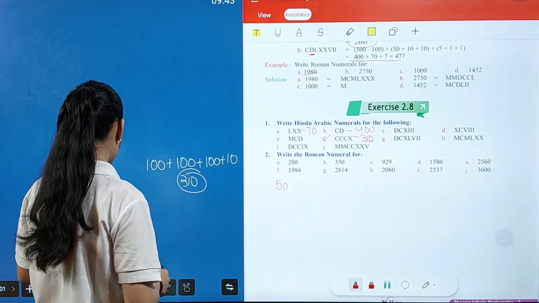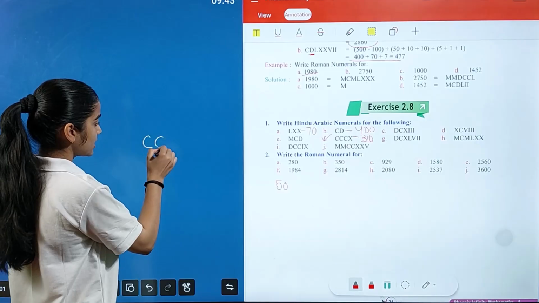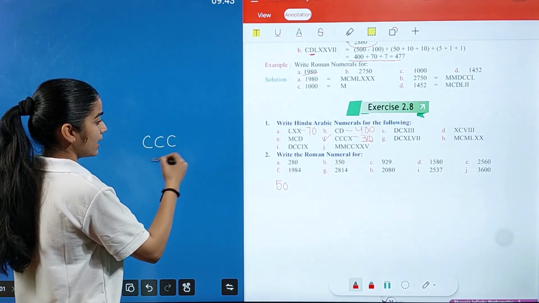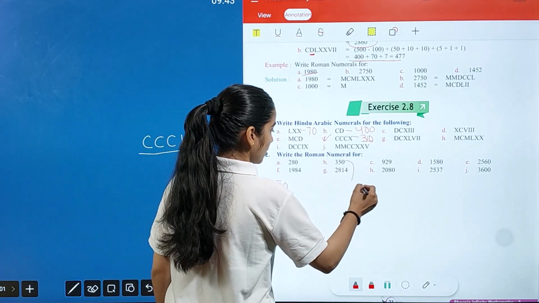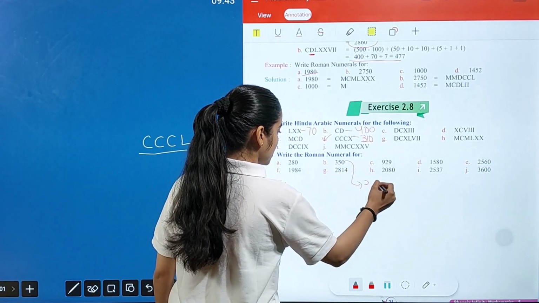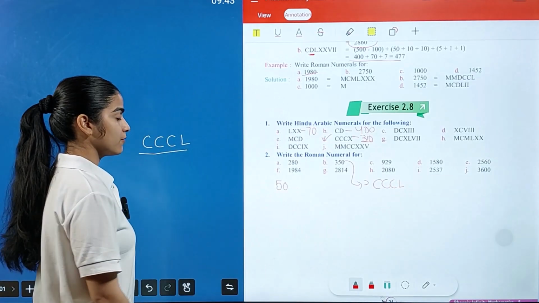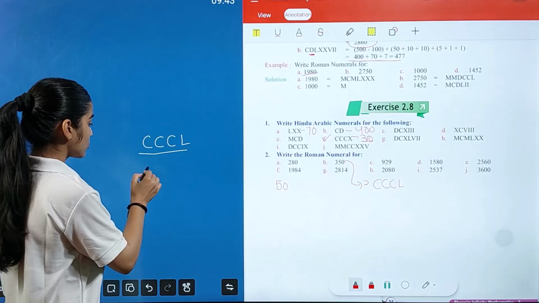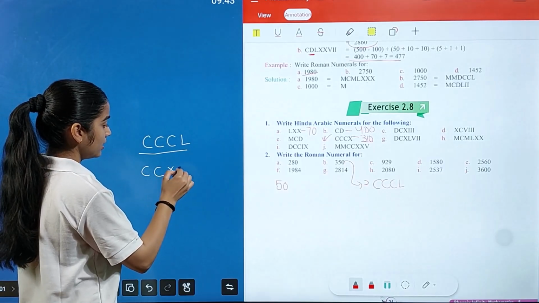Then write the Roman numeral for this. So how can you write this? For 300 we can write C, C, C and L is 50. So C, C, C and L. 350.